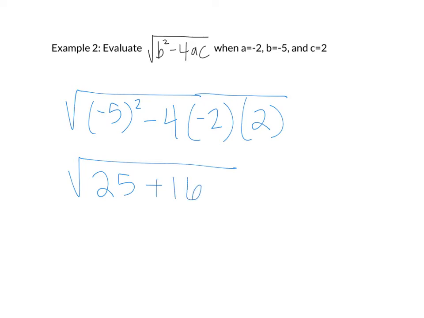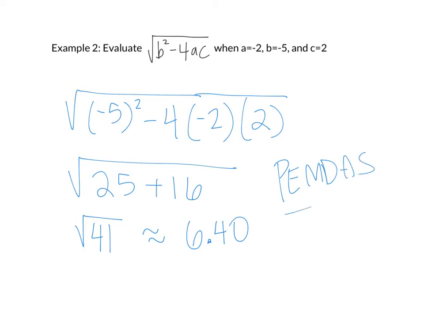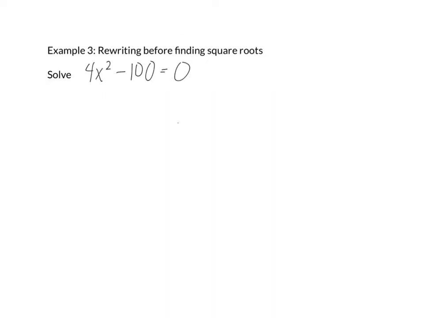I like to interpret this 4 as a negative so I don't get confused with signs later on. 25 plus 16 becomes 41. So I can either leave it as square root of 41 or I can find the approximation, which is, using a calculator, 6.40. We like to round to the hundredth place, which is the second decimal. Don't forget PEMDAS.